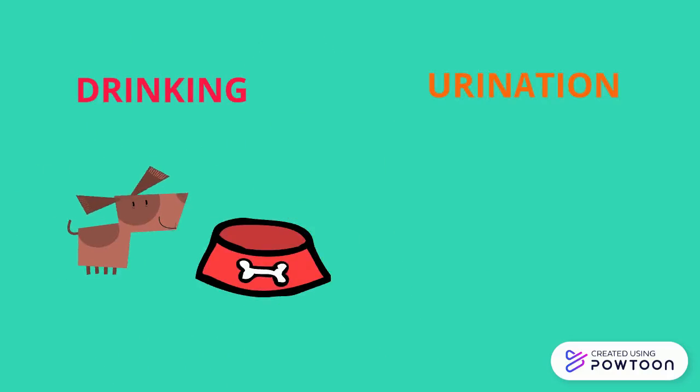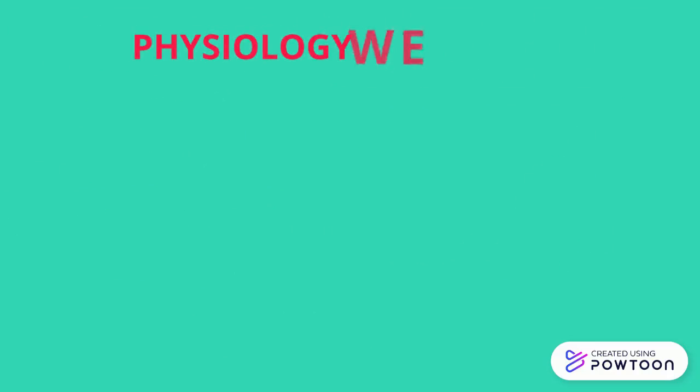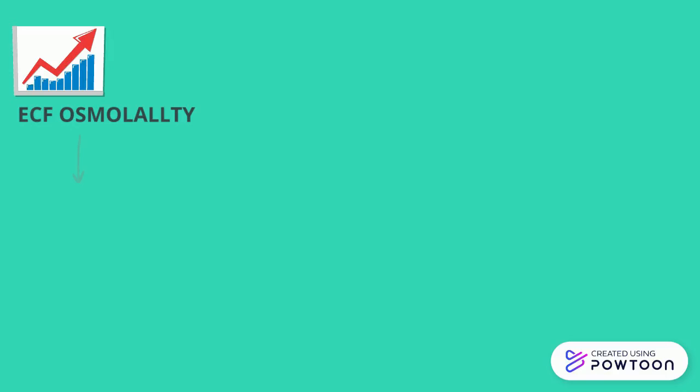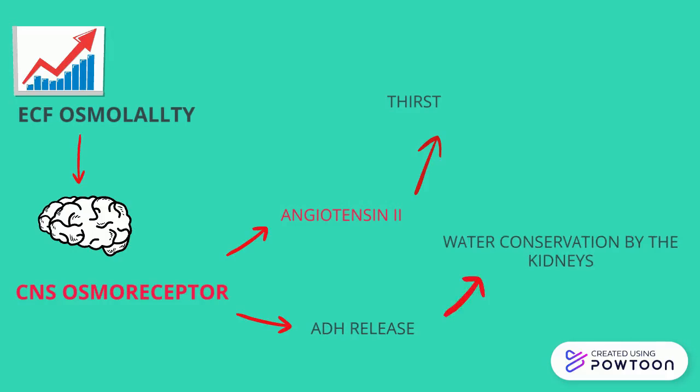We must remember that drinking and urination are the most important mechanisms for regulation of body water. When extracellular fluid osmolality increases, it is then detected by the central nervous system osmoreceptors, which then triggers the release of angiotensin II, which stimulates the thirst center of the brain, and the release of antidiuretic hormone, which then leads to water conservation by the kidneys.